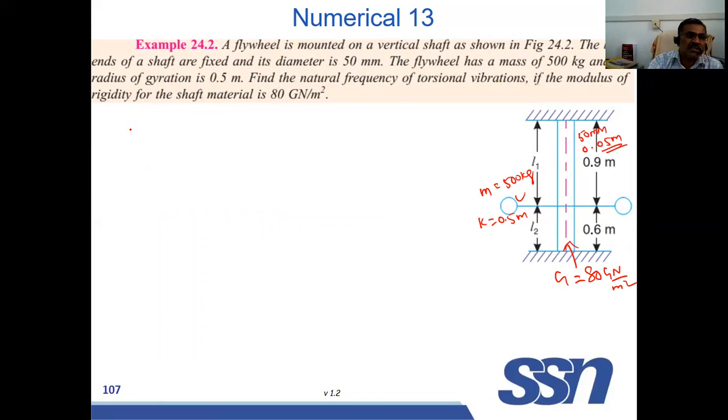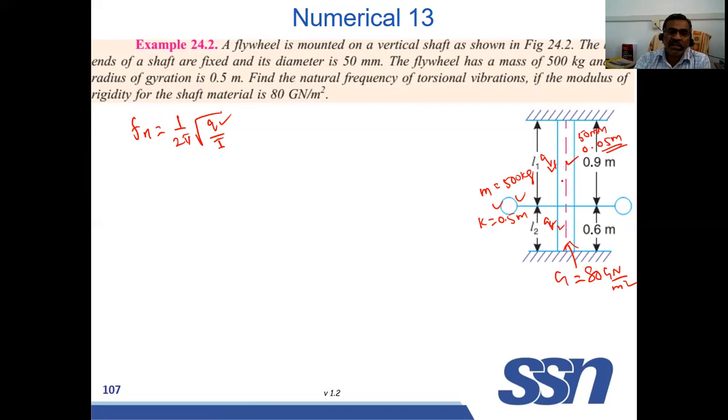Now, what is the equation? The equation for natural frequency Fn is equal to 1 by 2 pi into root of Q by I. This is the equation. What is Q? This is torsional stiffness. Here we have the mass, and both sides we have shafts. Whether this is parallel or series, you have to see. This shaft will have Q1, and this shaft will have Q2. If it is parallel, you have to add. If it is series, you have to use 1 by Q1 plus 1 by Q2, that equivalent stiffness equation.